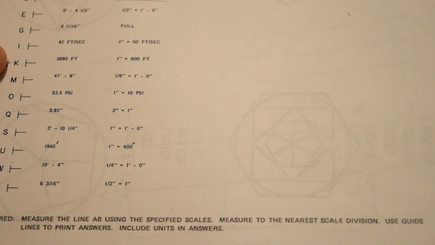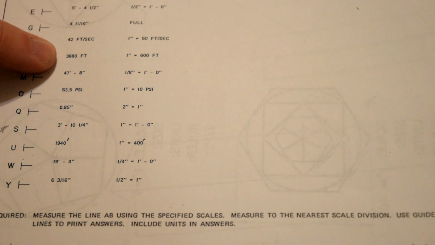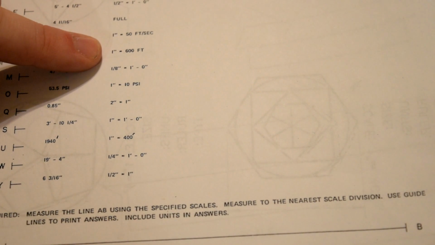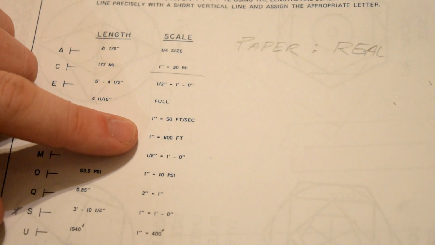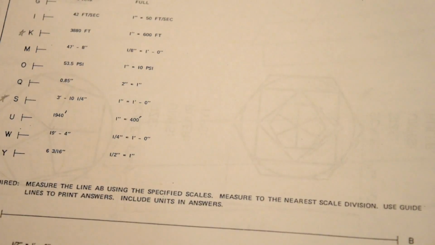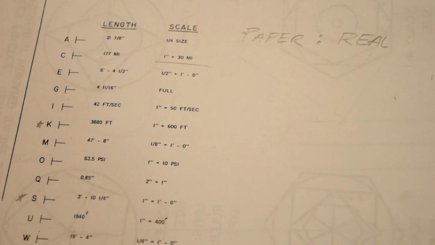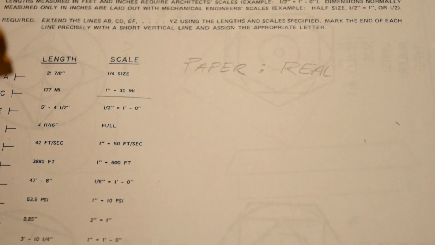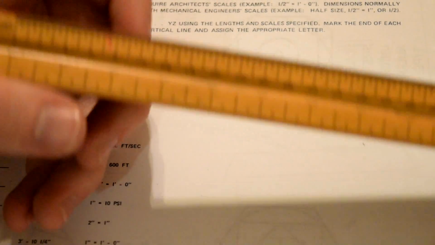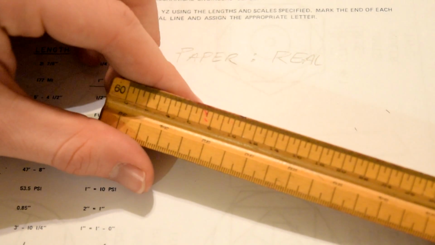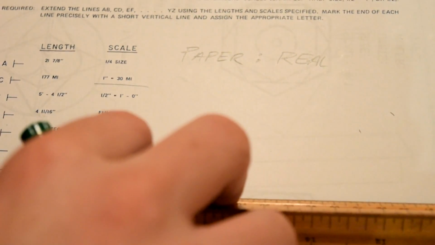The first one I wanted to do, I want to draw a line that is 3,880 feet, and the scale that I want to be working in is 1 inch equals 600 feet. Since I've got a scale that starts with a nice multiple of 10 starting with a 6, I know I'm going to be looking for my civil engineering scale. On my engineering scale, I'm going to find my 60 scale. So I'll go ahead and line that up.